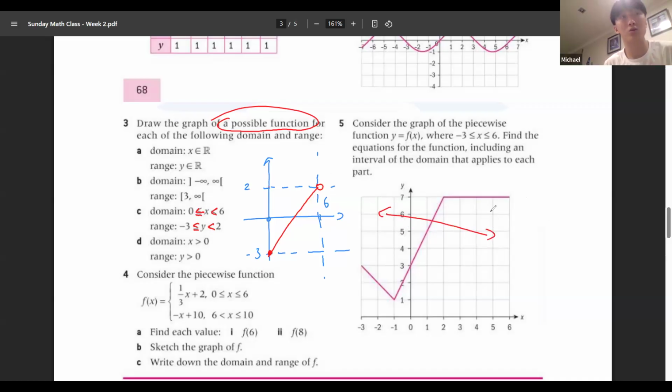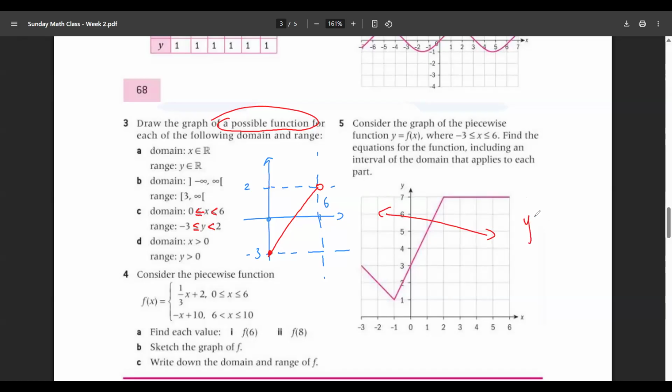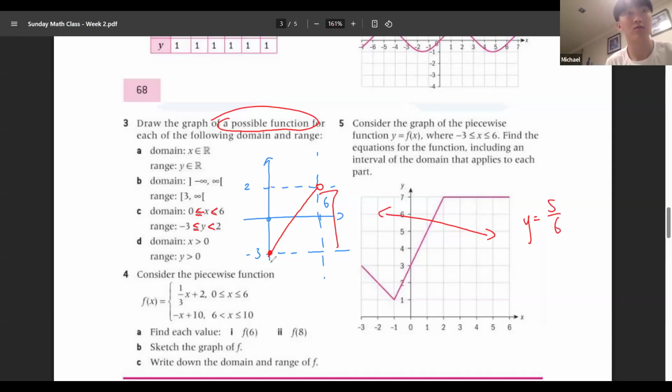I understand it's not asking you to define it, but as an exercise, we are doing it. Y equals, wait, what's the gradient? 5 over 6. Nice, rise over run, right? This is 5, this is 6, right? My drawing is a little bit abstract, but this is the idea. I subtract by 3, the y-intercept.